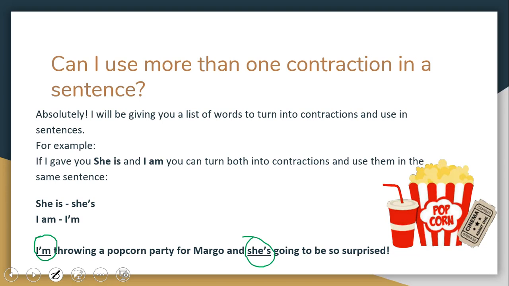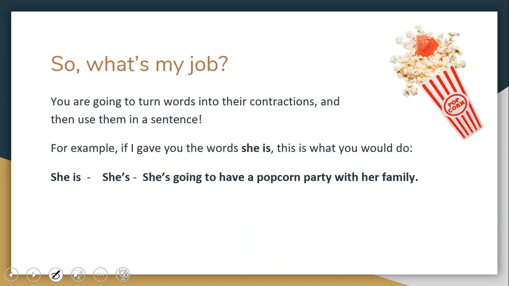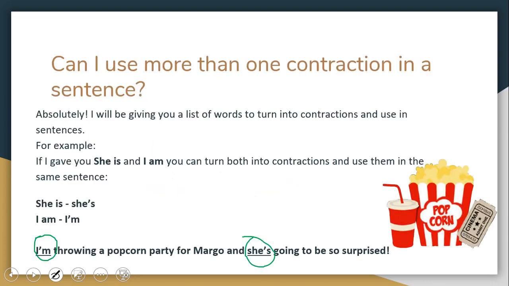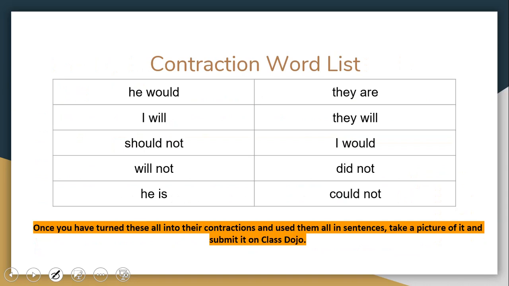So I'm throwing a popcorn party for Margot, and she's going to be surprised. Or you can just have one, which is she's going to have a popcorn party with her family, and there's our contraction for she is. You do not have to write she is, she's, in the sentence. You can just write the sentence. Okay? If you're confused, send me a message and I'll try to make it a little bit clearer for you.